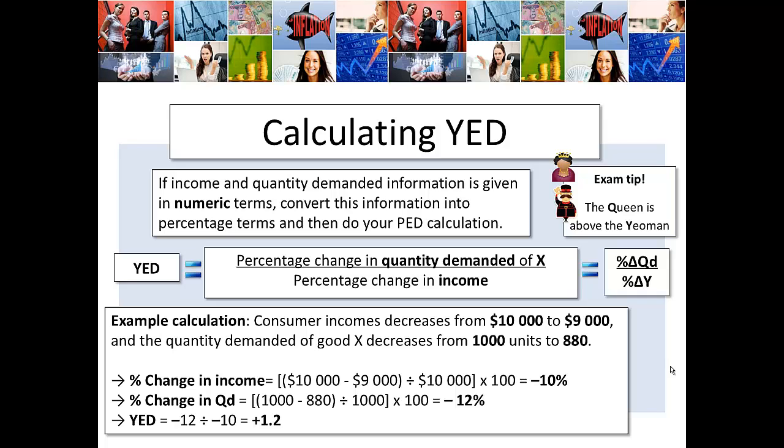Change in quantity demanded, similar fashion to calculating percentage change. New minus original divided by the original. Now if we come out with our percentages, then we can take our percentages, quantity demanded on top, income on the bottom, divide that out, negative 12 divided by negative 10, and we'll get a positive coefficient there, positive 1.2. What does it mean?